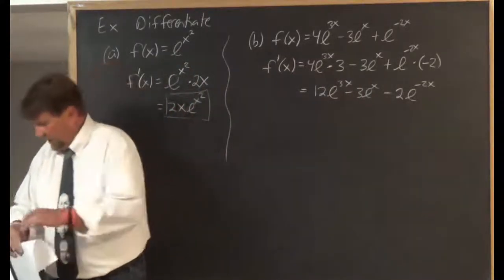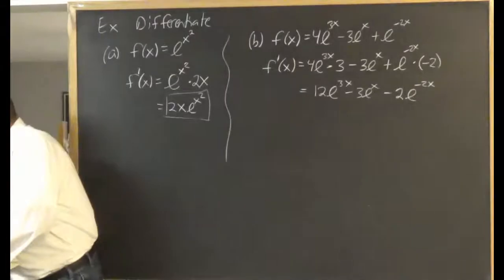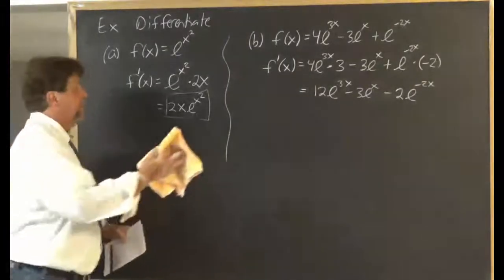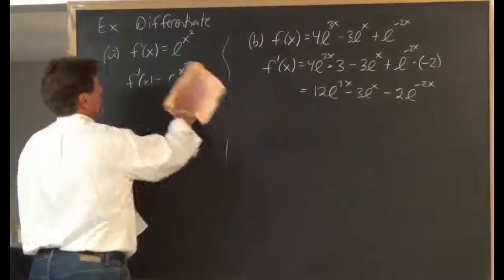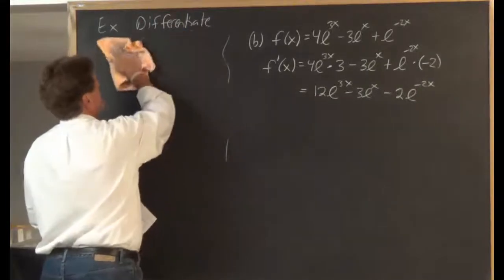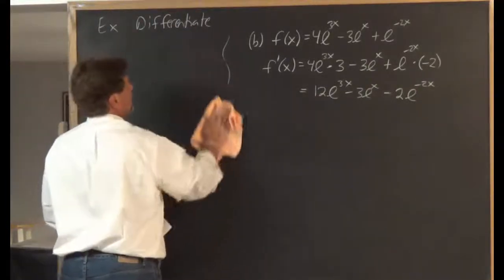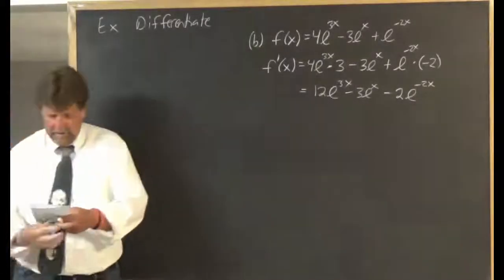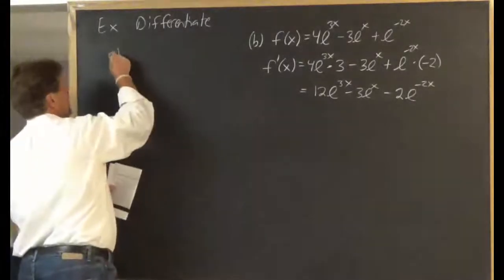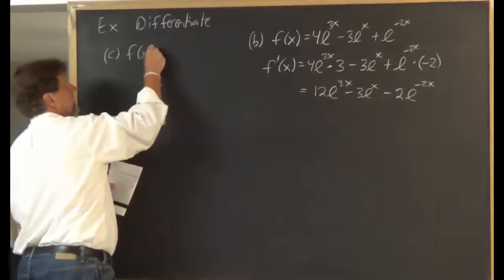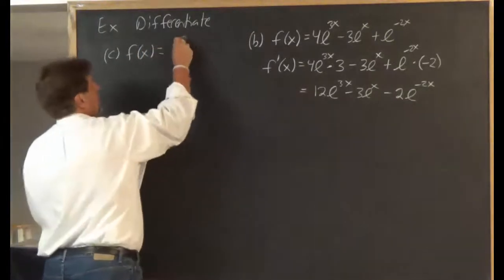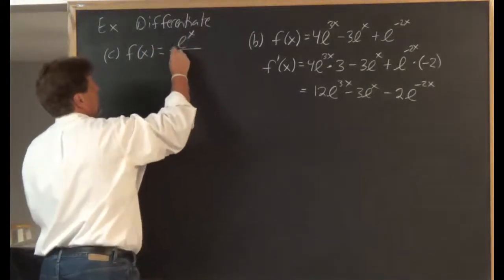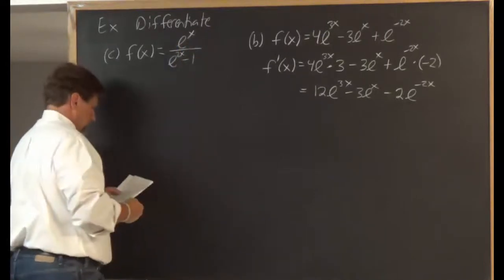And, oh, we had a part C and a part D. So let me grab my microfiber cloth and do a little erasing here so I can get part C up here. So let's see here. Part C was f of x equals e to the x over e to the 2x minus 1.